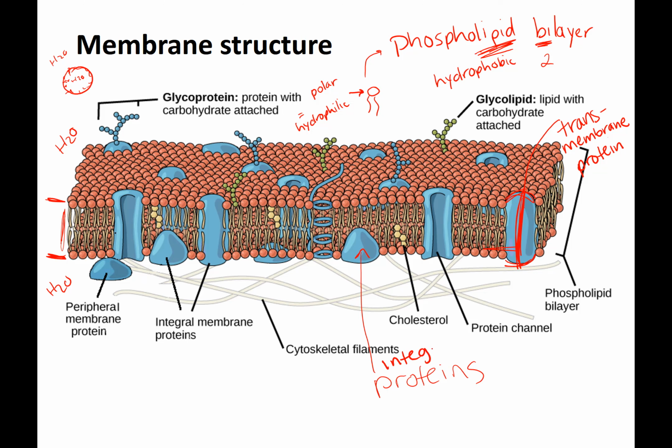Integral, because they're integrated into the phospholipid bilayer, so they're stuck in there. So here, integral membrane proteins. So a transmembrane protein is also a type of integral membrane protein. And then finally over here we have peripheral membrane proteins. So peripheral, think of on the periphery. So they're not stuck in the lipid bilayer, but they're on the periphery. They're on kind of the edge.